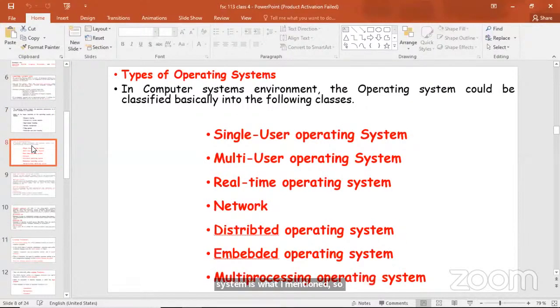So let's quickly look at types of operating system. I can see some hands up. Okay, let me go to the question in the chat. Sir, is it true that the ROM is used particularly to store the program to start up a system? Yes, so ROM is read-only memory.